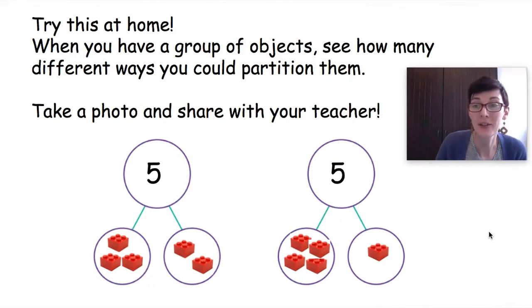You can try this yourself at home. You can use objects like toys or Lego bricks to find different ways to partition that number. So taking one number as a whole and then partitioning it into two parts. So you can see here I've done the number 5, and I've got 3 Lego bricks on this side and 2 Lego bricks on this side. And add them together, there is 5 altogether. And then over here, another way of partitioning that number. 4 Lego bricks here, 1 Lego brick here. 5 all together. So I know that the whole is 5.